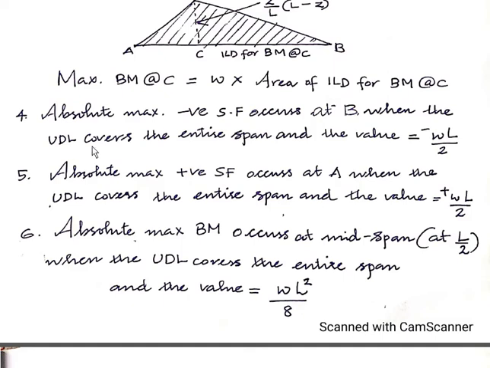So the absolute maximum negative shear force, positive shear force and bending moment occur when the UDL covers the entire span. We just need to remember the positions of these absolute maximum values and the values. The absolute maximum negative shear force occurs at B, and the value is WL by 2. Absolute maximum positive shear force occurs at A, and the value is WL by 2, and the absolute maximum bending moment occurs at mid-span, and the value is WL square by 8. All these absolute maximum values occur when the UDL covers the entire span.